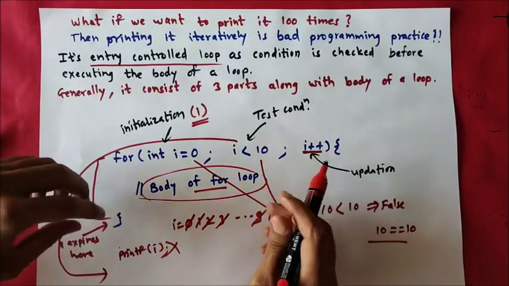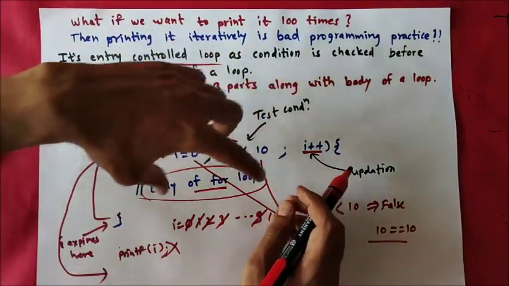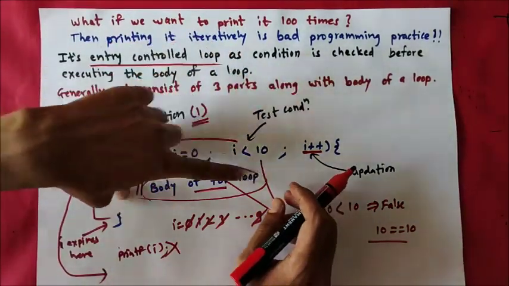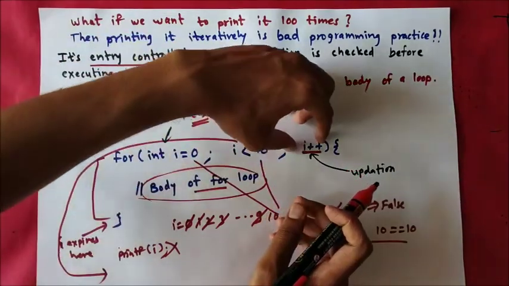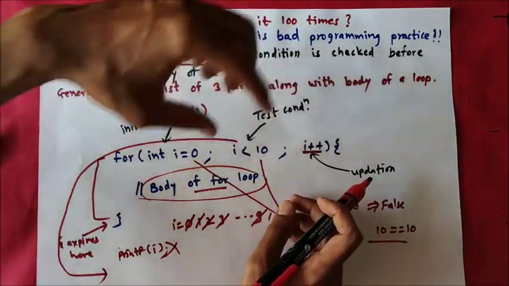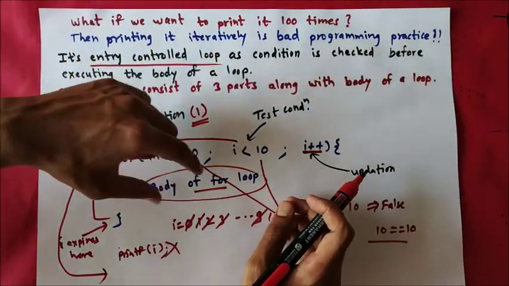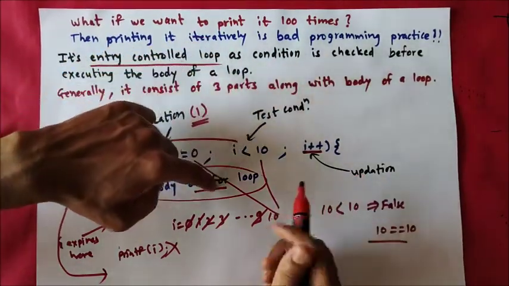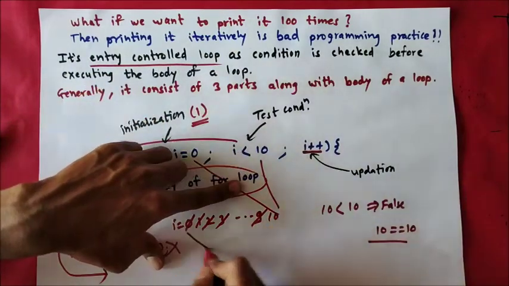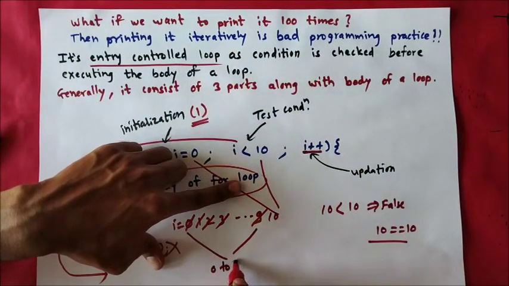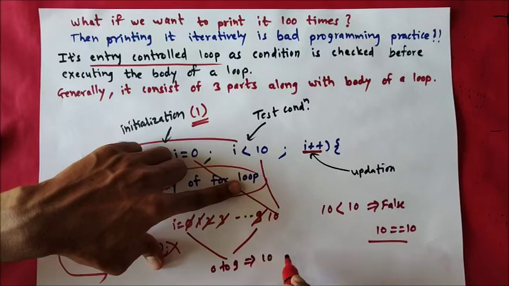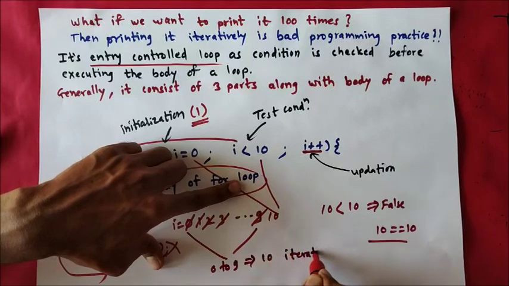So what is an iteration? Once it tests the condition and once it enters the body, that is one iteration. So again it will do updation, again check the condition, again go inside. Whenever it checks the condition and whenever it goes inside the body, that is called one iteration. It means there are 0 to 9 iterations. Means in total how many iterations are done? 10 iterations are done.